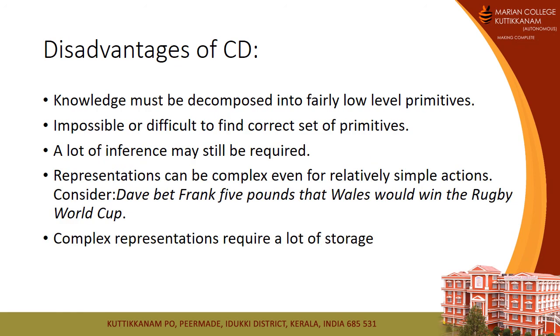And there is a set of disadvantages also. Knowledge must be decomposed into fairly low-level primitives. It is impossible or difficult to find the correct set of primitives. A lot of inference may still be required. Representations can be complex even for relatively simple actions. Complex representations require a lot of storage.